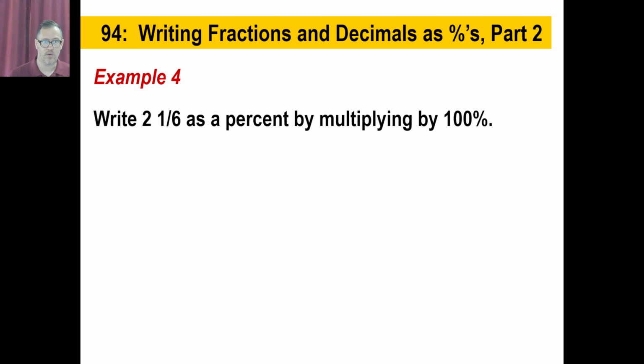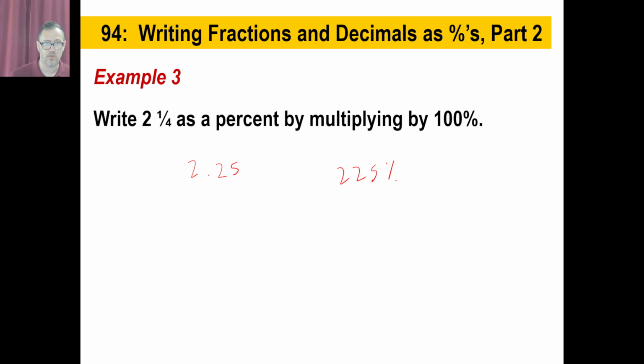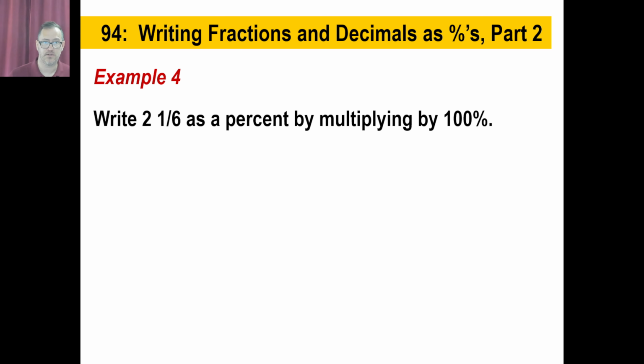Write 2 1/6 as a percent by multiplying by 100%. Okay. Well, this isn't one where you're just going to be able to go, oh, look, it's a decimal, I can do that or whatever. So let's just multiply this by 100%. 2 1/6, 6 times 2 is 12, plus 1 is 13. And I'm going to multiply this by 100%. And we just go just like this. 13 times 100 is 1,300. 6 times 1 is 6, and this is all going to be 1%, right?